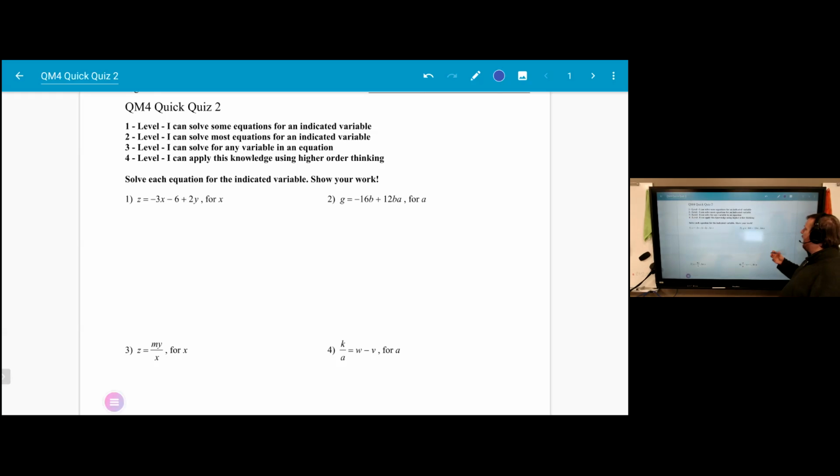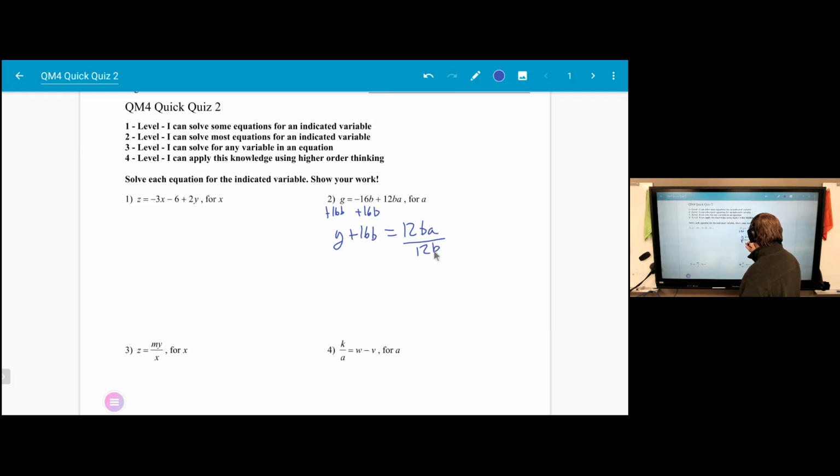I'm trying to solve for a, so I'm going to first add 16b to both sides of the equal sign. So I have G plus 16b equals 12ba. And to finish solving for a, I need to divide everything on both sides by 12b. And if I do that, this simplifies to 1. I have G plus 16b divided by 12b equals a.